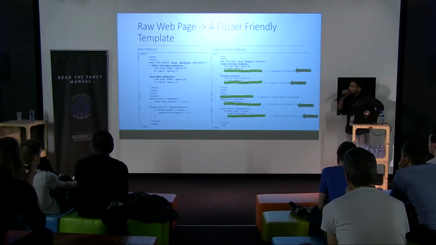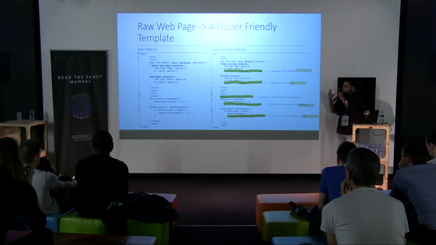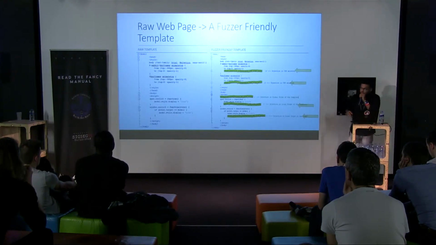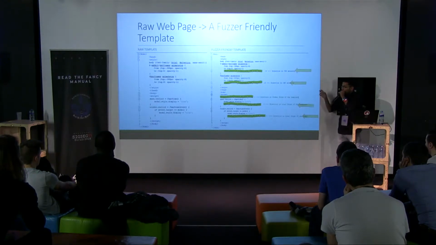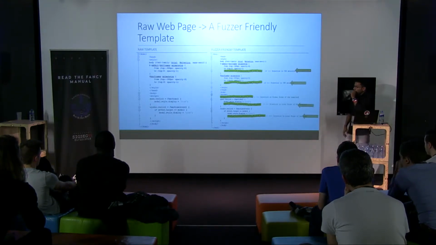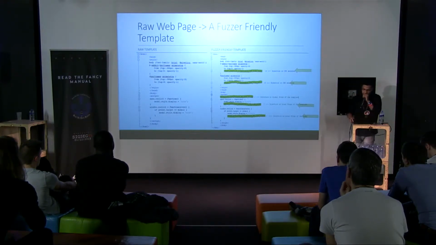This is an example of the final output that the pattern recognition engine gives us. As you can see, on the left side is a raw template, and after it passes through the pattern recognition engine, it inserts some fuzzing tokens into the CSS block and the script block. Our fuzzer later on will replace those fuzzing tokens and inject code into those places.